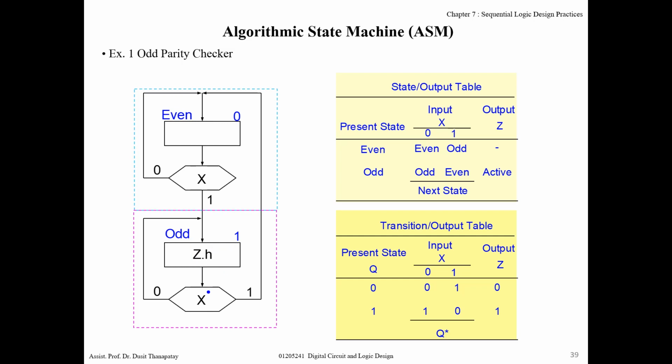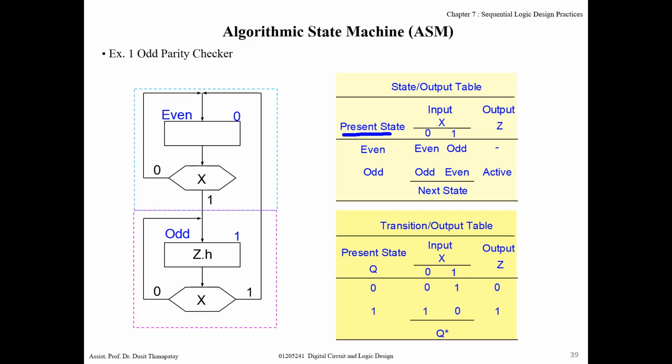Okay, now if the state is at state even, when the clock ticks and X is 0, it still is state even. But when the clock ticks and X is 1, we change to state odd. And if input X is 0, it still stays at state odd. But if X is 1, when the clock ticks, go to state even. So if X is 0, state does not change, but if X is 1, change to the other state. And from this, you can write something like a state output or transition output table.